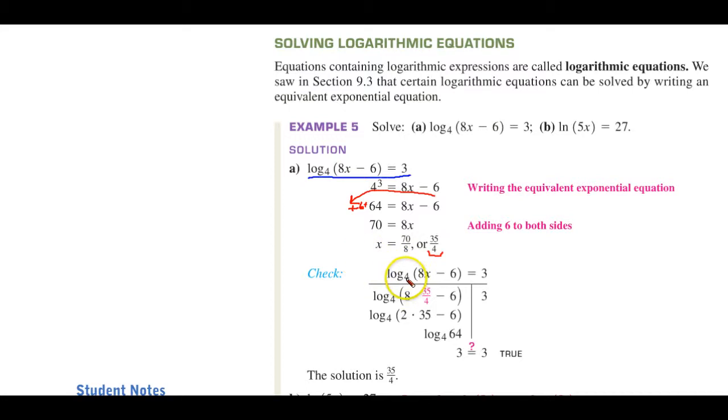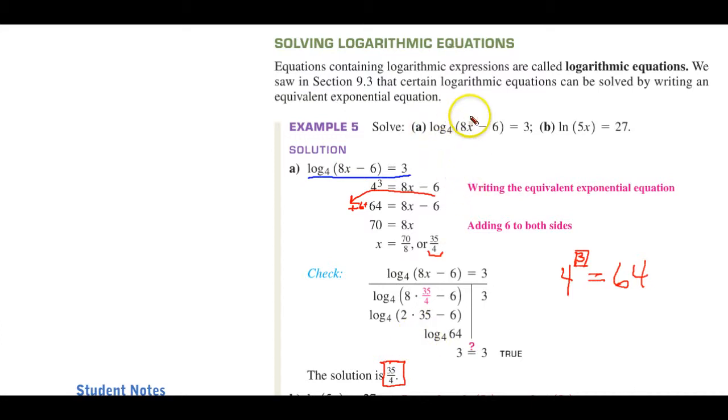Now we put that back into our original equation, and notice it works out nicely that 70 minus 6 is 64, and base 4 raised to what power is 64? Well, it's raised to the 3rd power, so that is true. That is your solution.